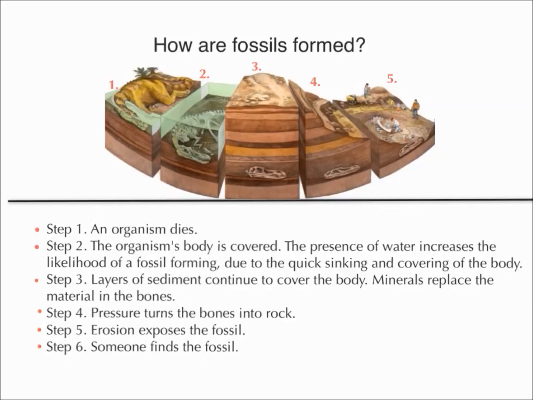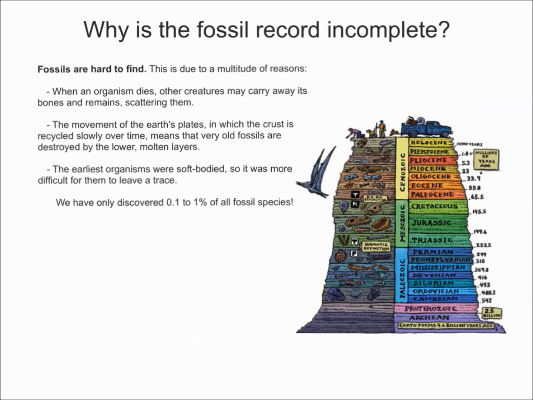Step 4 is that pressure turns the bones into rock. Step 5 is that erosion exposes the fossil. And step 6 is that someone finds the fossil. So, that was how a fossil is formed.